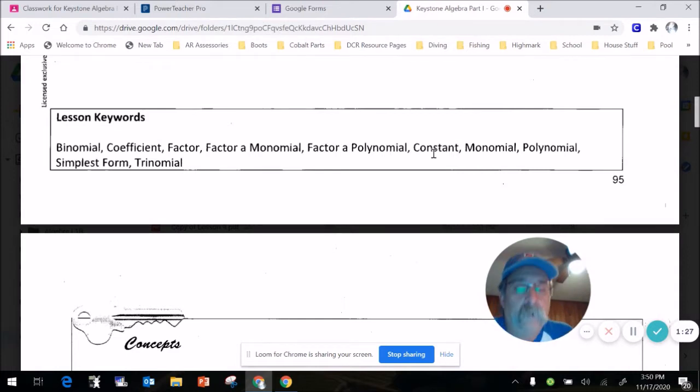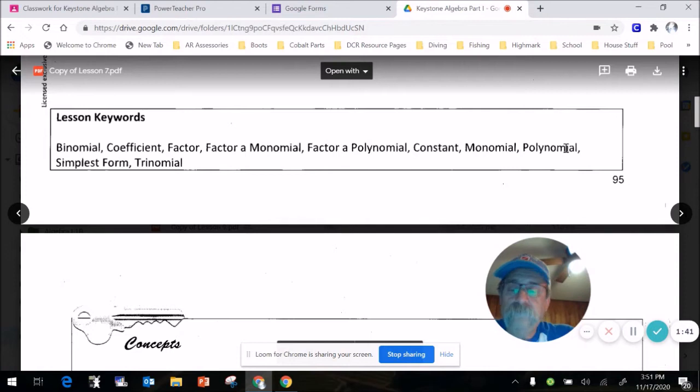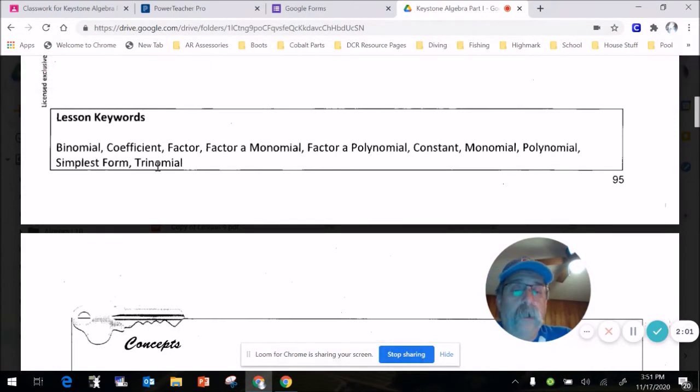A monomial is a one-term expression. It may contain a number and a variable, and an exponent with a variable. A polynomial is any expression that contains at least one term. So a monomial, a binomial, and a trinomial are all examples of polynomials. Simplest form means reduced form. You can't factor or divide it anymore. A trinomial is a three-term polynomial. Terms are separated by subtraction and addition signs.